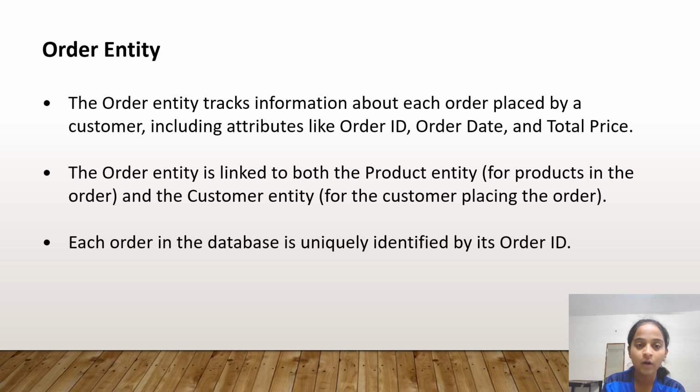Order entity. The order entity tracks the information about each order placed by a customer, including attributes like order ID, order date, and the total price. The order entity is linked to both the product entity for products in the order and the customer entity for the customer placing the order. Hence, we can say that the order entity is linked to both the product entity as well as the customer entity. Each order in the database is uniquely identified by its own order ID.